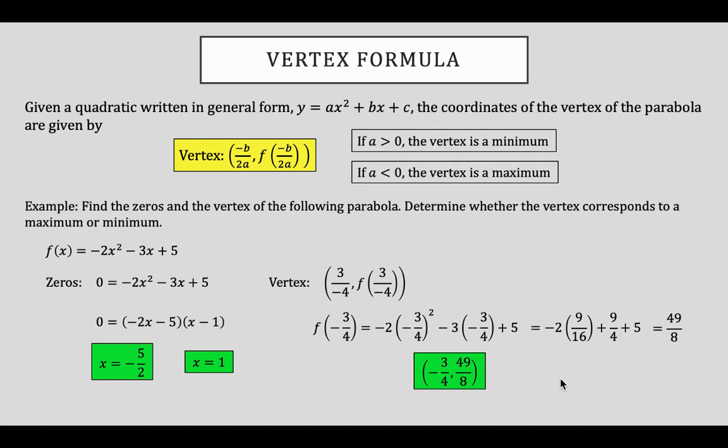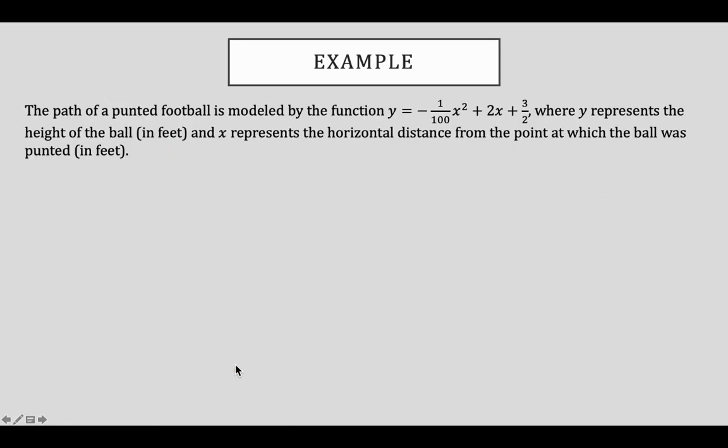Now, is the vertex a maximum or a minimum? Well, we look at the leading coefficient. We notice that a is negative 2. That means that our parabola is going to open downward, and if the parabola opens downward, our vertex must be a maximum. It also makes sense because the vertex is located above the x-axis, and these would be my zeros, which means the parabola would have to go down. Let's see if we can apply this to a little word problem now.